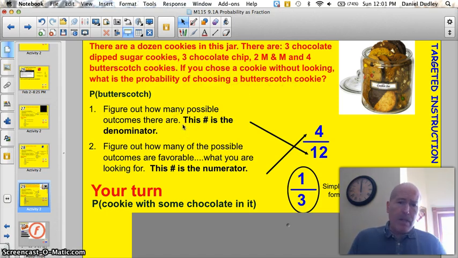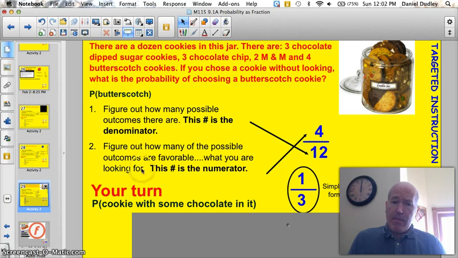All right, same steps as before. We want to know what the probability of a butterscotch cookie is. So we have to figure out how many possible outcomes there are. Well, they said there are a dozen cookies, so we can put 12 down here. That's the number of possible. Or you could add up 3 plus 3 plus 2 plus 4 if you want to as well. Still, we have 12 possible outcomes.